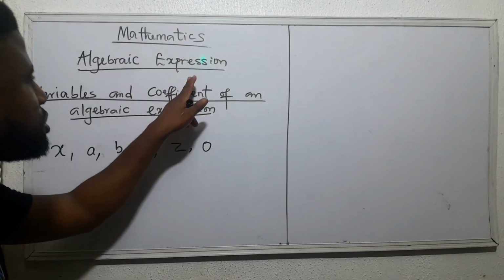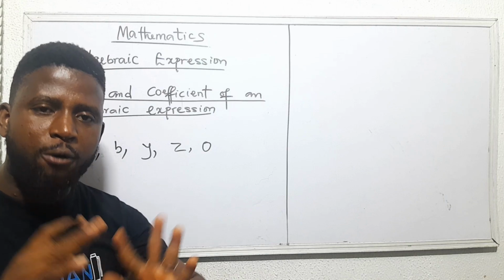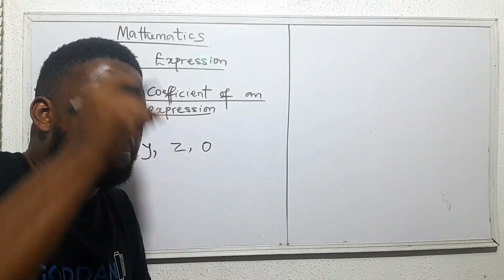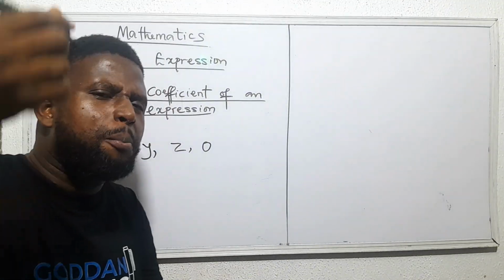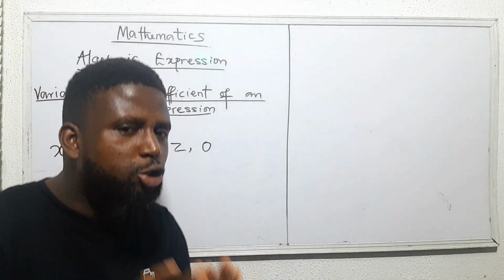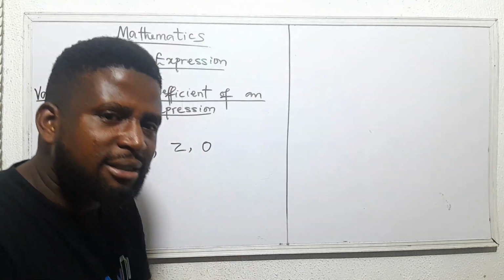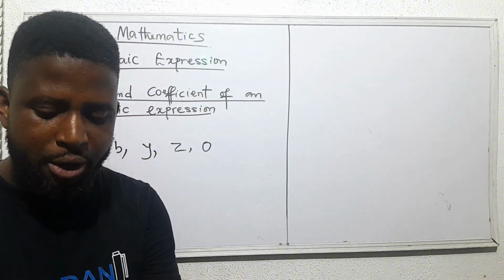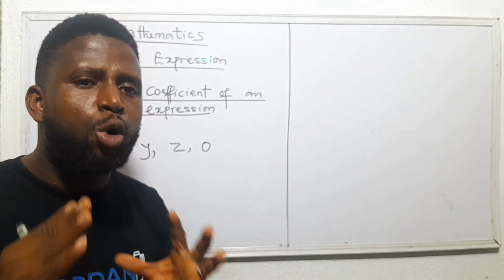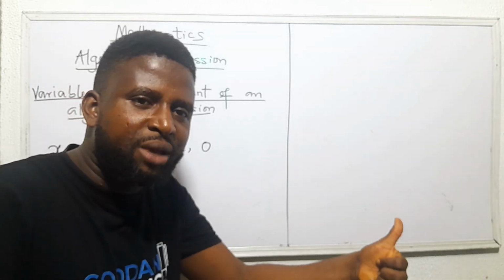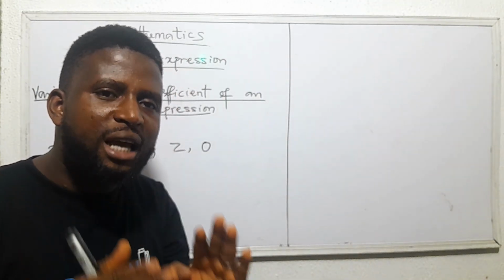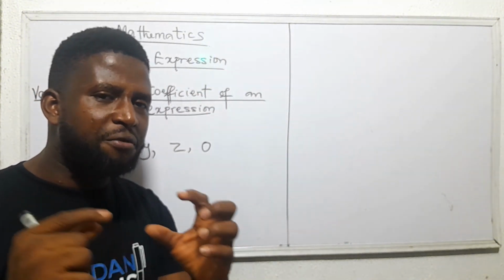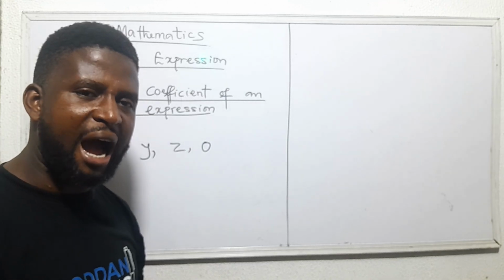Now, the coefficient of a variable or group of variables is the number and the operator that is attached to a variable, the number and the sign. If you are asked to find the coefficient of any variable or a group of variables, you must take note of the sign that is attached to the number. The coefficient of that variable is not just the number alone.